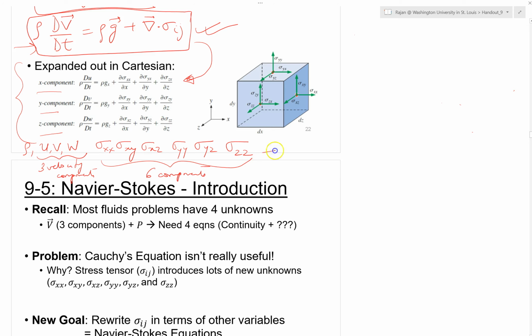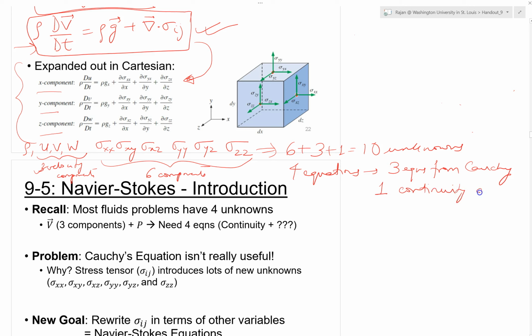So in total there are 6 plus 3 plus the density term. So 10 unknowns. And how many equations do we have? We have 4 equations, which are 3 equations from Cauchy and 1 continuity differential equation. That's the mass.